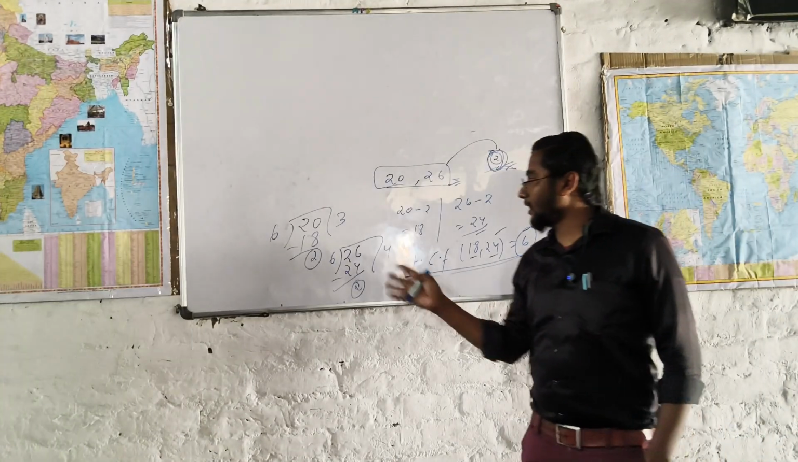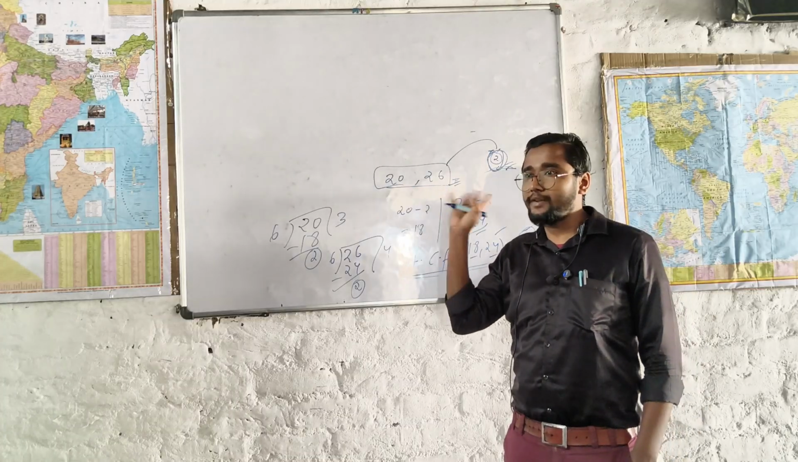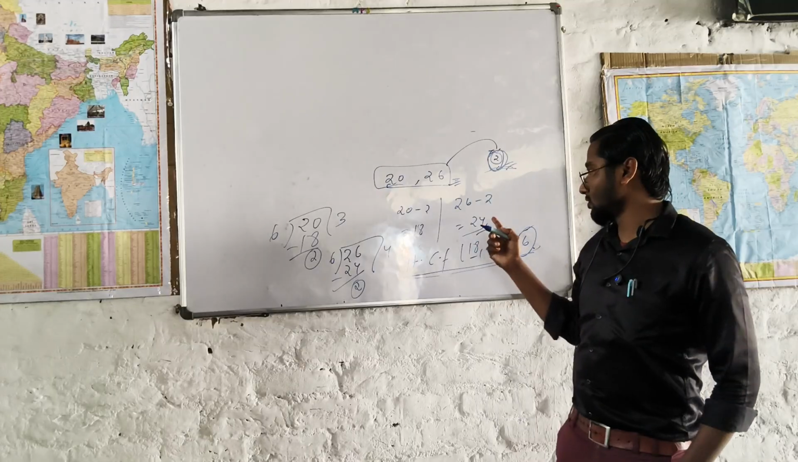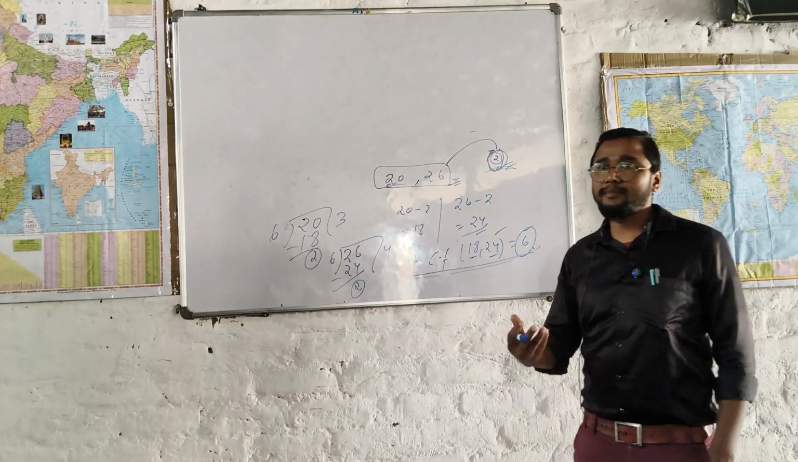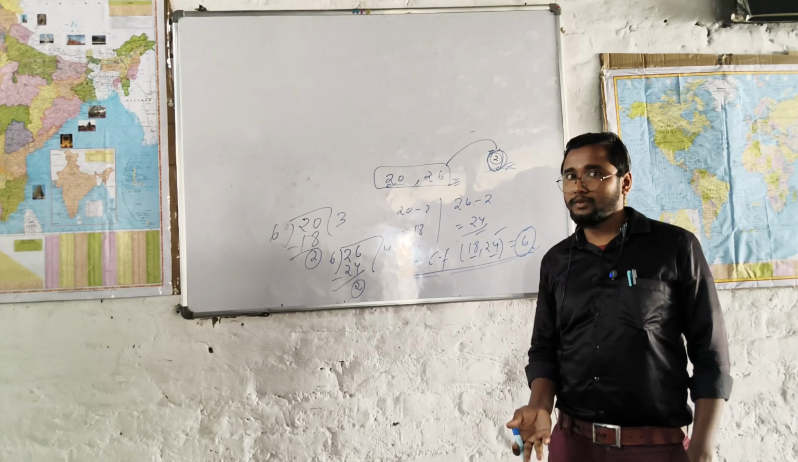Giving the remainder 2. So guys, what will you do? Whatever the remainder is given there, just subtract this remainder from the given numbers. 20 minus 2, what will you get? 18. 26 minus 2, what will you get? 24. Now somebody can ask the question, sir, why are you subtracting? Why don't you add?